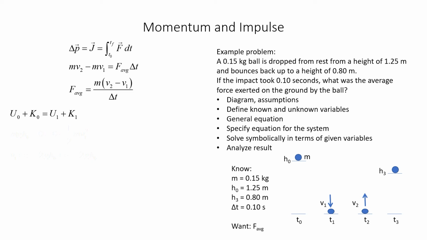The potential energy at time 0 plus the kinetic energy at time 0 equals the potential energy plus the kinetic energy at time 1. Our initial potential energy is mgh0. Object is at rest, so we give it k0 equals 0. At time 1, its potential equals 0. We'll let that go to 0 at the bottom. And then plus 1/2 mv1 squared.